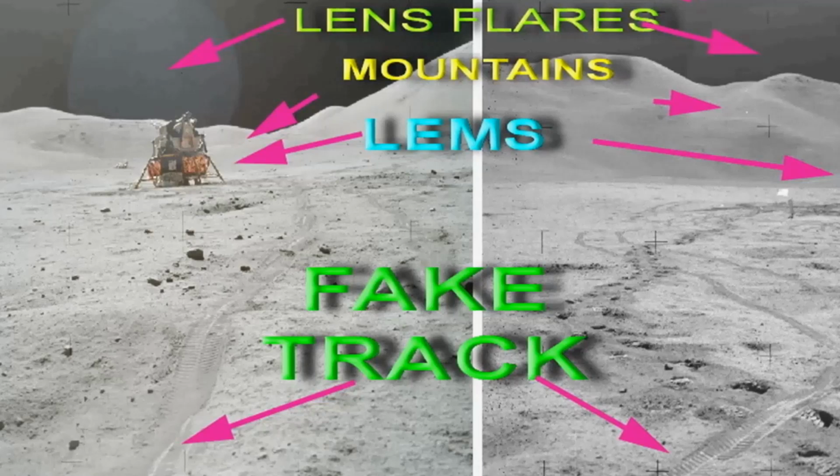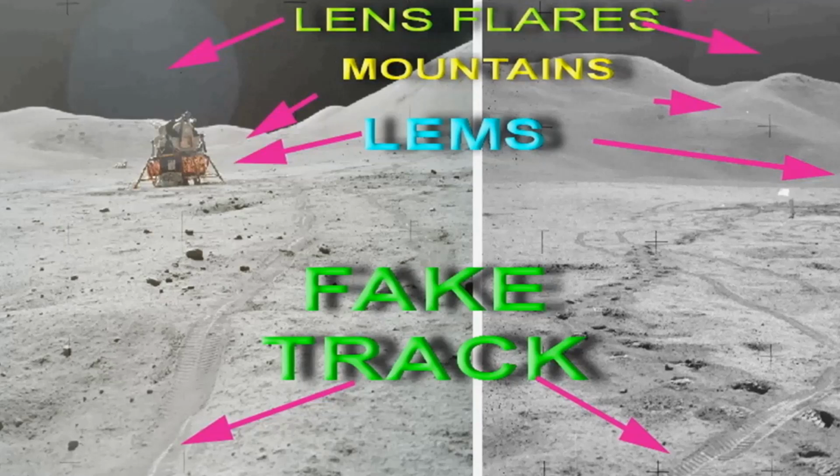Both the photos have got a spotlight at the top of the photo. Both the photos have got a lens flare in exactly the same place. Both the photos have got mountains behind the LEM, but different in each one. Both of them have got fake rover tracks: a track coming from the LEM curving down to the bottom left of the photo, and the same with Apollo 17, a track curving from the LEM to the bottom left of the photo. And as I've showed you, both the tracks are fake.